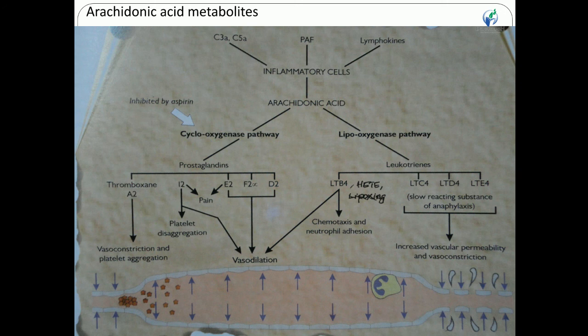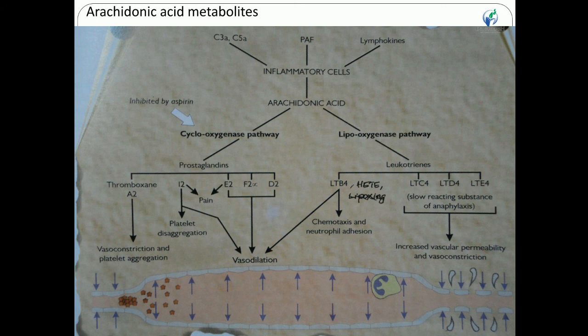Now we will discuss the LOX pathway, that is the lipoxygenase pathway, where there will be a release of leukotrienes like LTB4, that is leukotriene B4, leukotriene C4, leukotriene D4 and leukotriene E4. So each pathway will have separate metabolites. It releases different components at the end of the specific pathway.